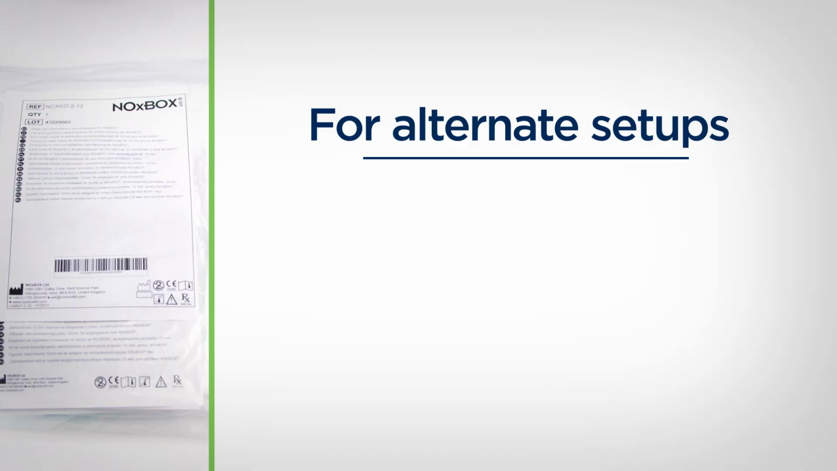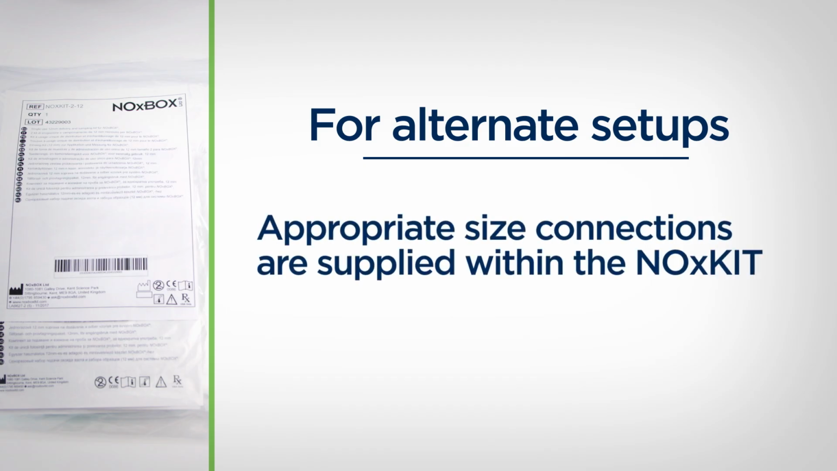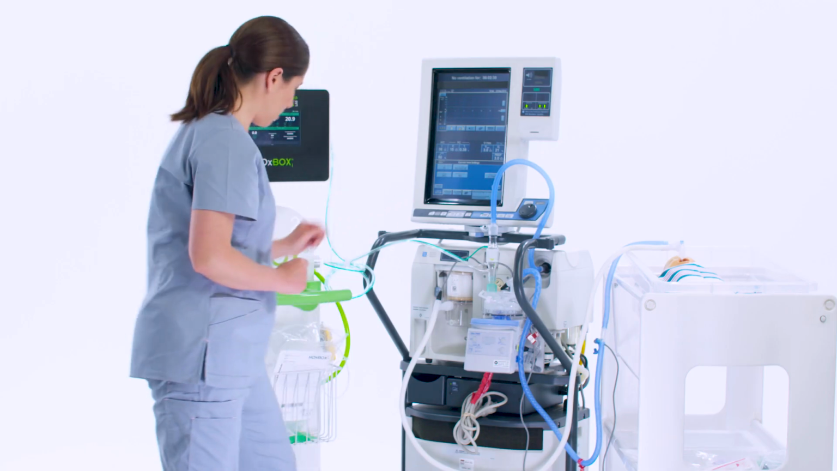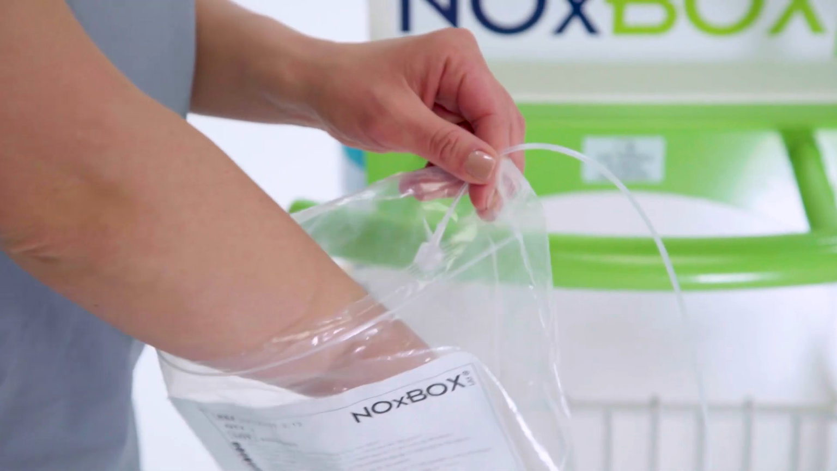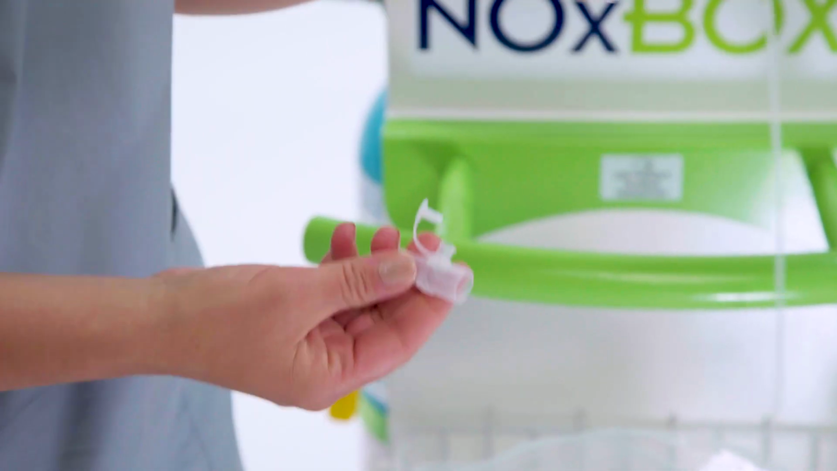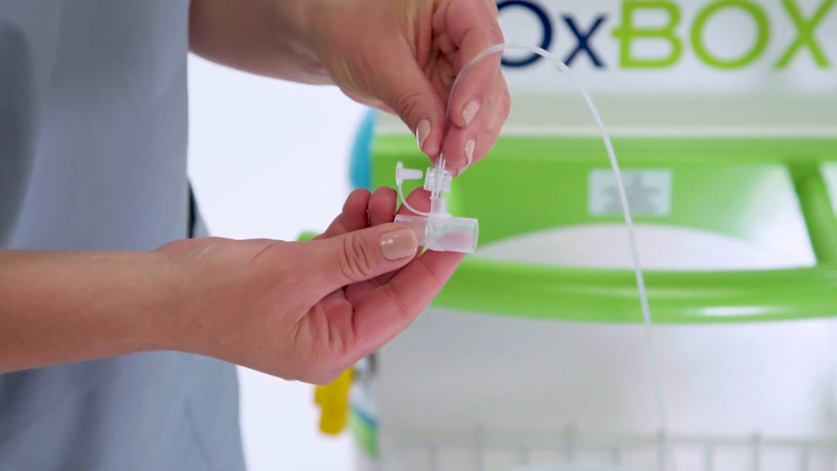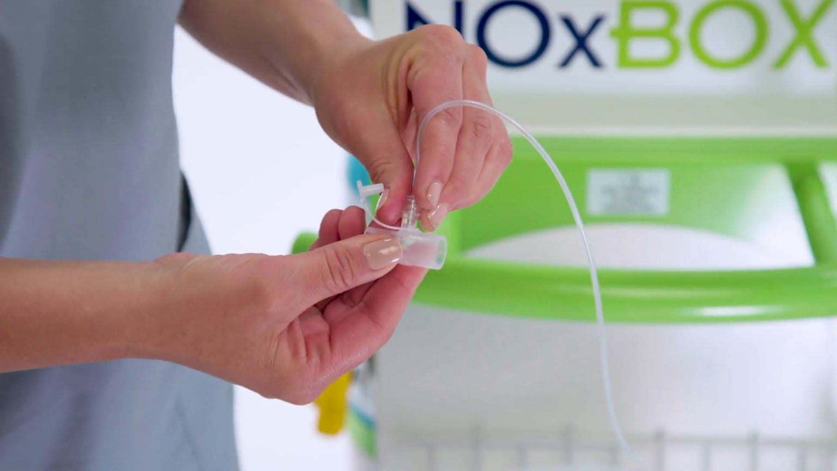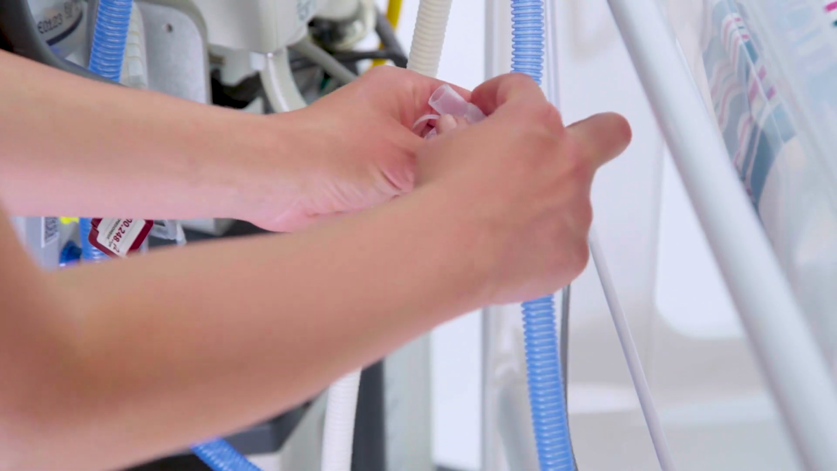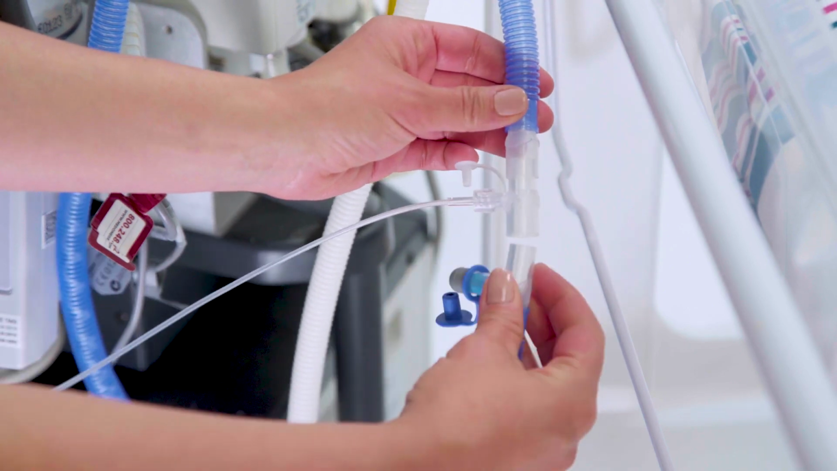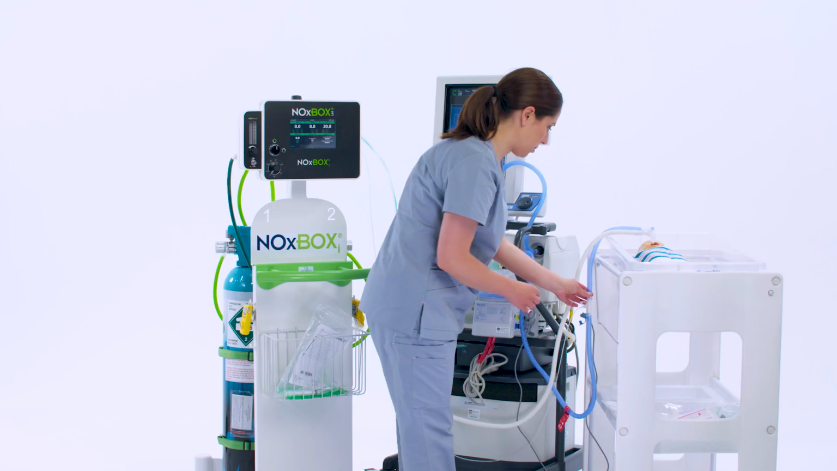If the circuit does not contain a humidifier, for example, if an HME is being used, or if alternative connections are required, appropriate size connections are supplied within the NOx kit. Now connect the sample line. Select the appropriate sample adapter from the NOx kit and insert the luer lock elbow. Connect the free end of the sample line to the luer lock elbow and quickly insert the sample adapter into the inspiratory limb of the ventilator patient circuit, ideally 15 to 30 centimeters from the patient.